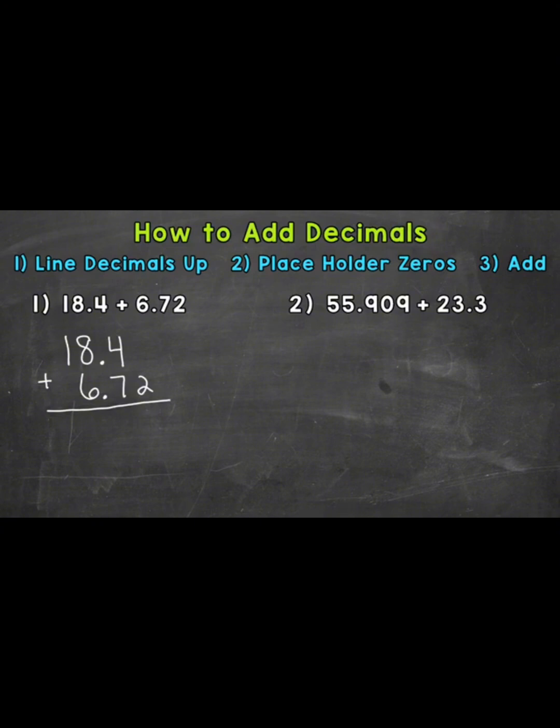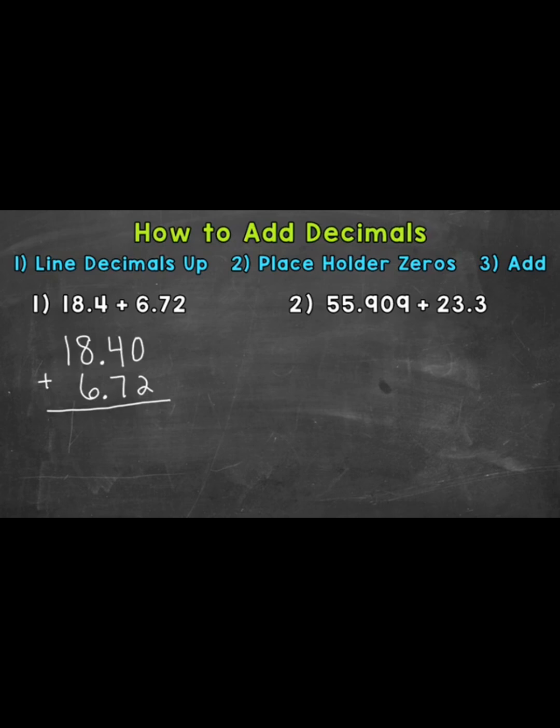Now it may look a little offset there, but we can use placeholder zeros to better align this and make it look a little more organized. Meaning 18 and 4/10, we can put a 0 in the hundredths place. That way it looks a little more lined up. Remember, zeros to the right of a decimal do not change the value. That's an equivalent decimal, so we are able to do that. We're not changing the value of the problem.